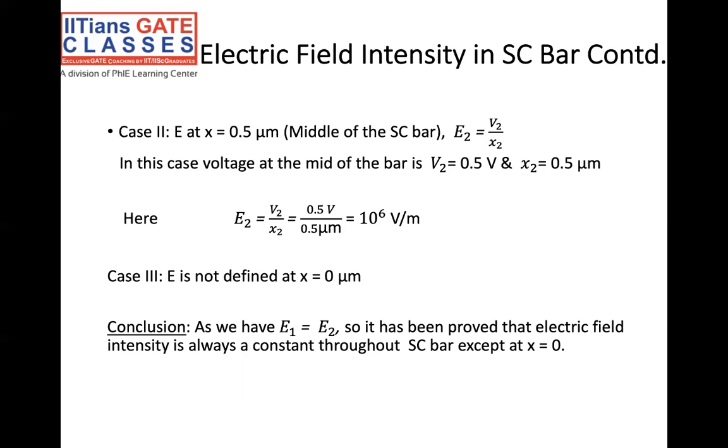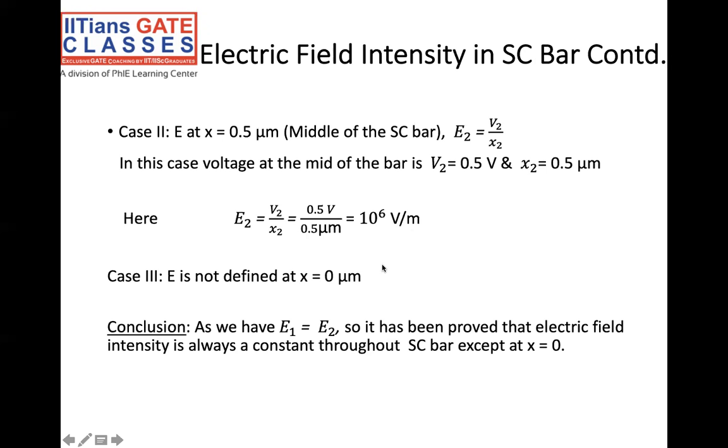In this case, the electric field is not defined because some voltage, if it is there, divided by 0 length is undefined. So we cannot define the electric field at the X equal to 0 value. So from these three, we can conclude that E1 and E2 are equal, and which is equal to 10 to the power 6 volt per meter.